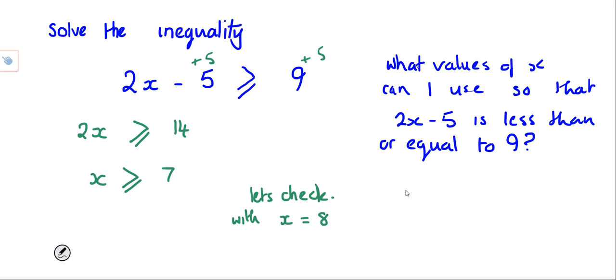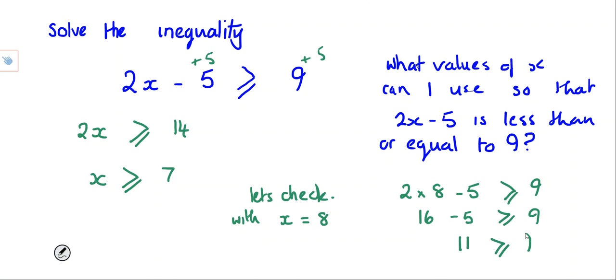So there we're saying that 2 times 8 minus 5 should be greater than or equal to 9. And we just do a check. Well, that's 16 minus 5 should be greater than or equal to 9. Well, that's 11 should be greater than or equal to 9. And is that true? Yeah, it is. 11 is greater than 9, so I'm fine. Assuming I didn't make any mistake with my calculating of 7, it should be fine. So with these inequalities, it's always a good thing to check.